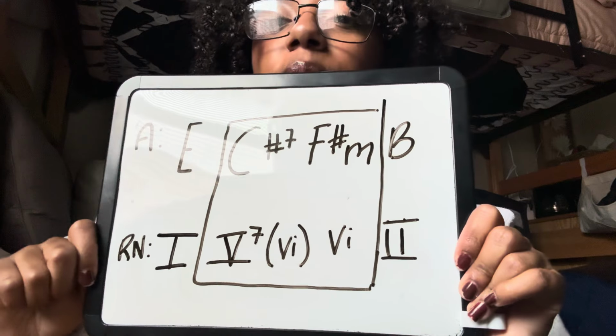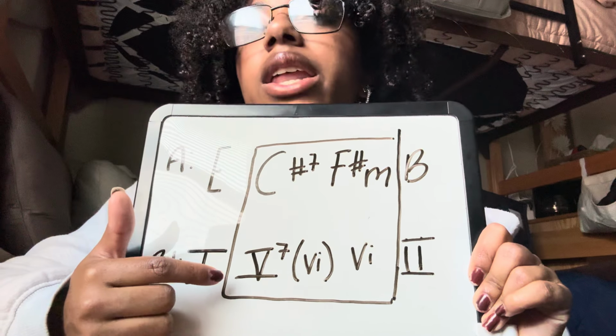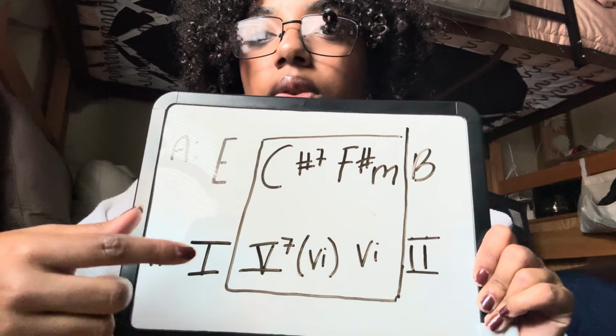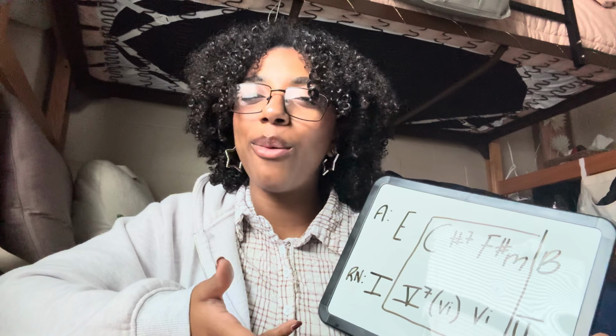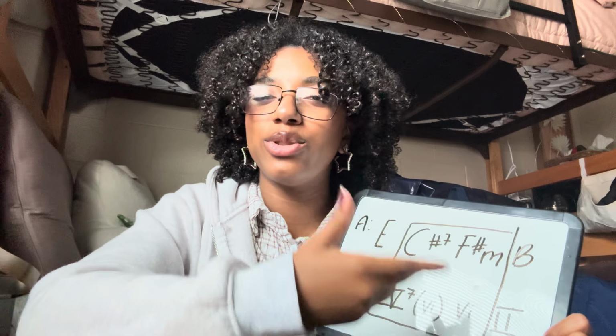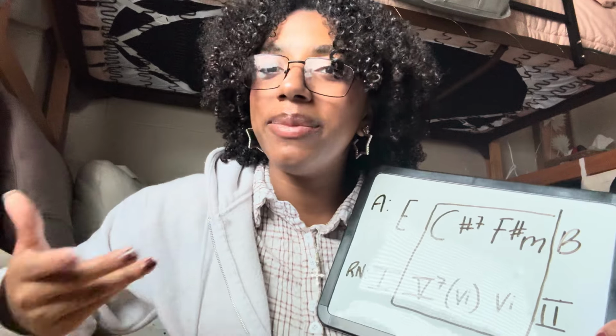If we look at our Roman numerals, you'll see that we write it as a 5/7 borrowed from the 6 minor, moving to 6 minor. At the end of the day, in essence, all you're doing with a secondary dominant is borrowing a 5/7 so that you can resolve to something that isn't tonic, just like we said in our definition earlier. But hopefully it makes a little more sense now.